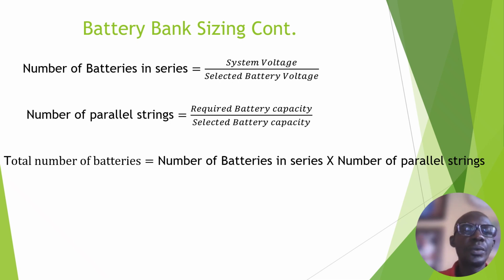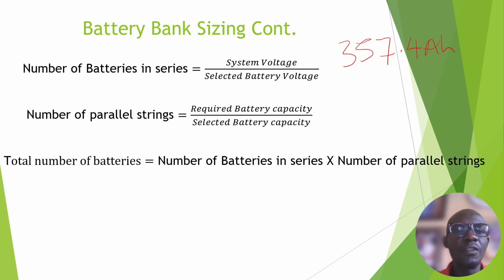So now we have gotten the capacity of the battery needed to be 357.4 Ah, if I'm not mistaken. So we now want to determine the number of batteries in series and the number of parallel strings. Do you get that? And remember I told you that we've selected our system voltage to be 12 volts. Then the selected battery voltage.